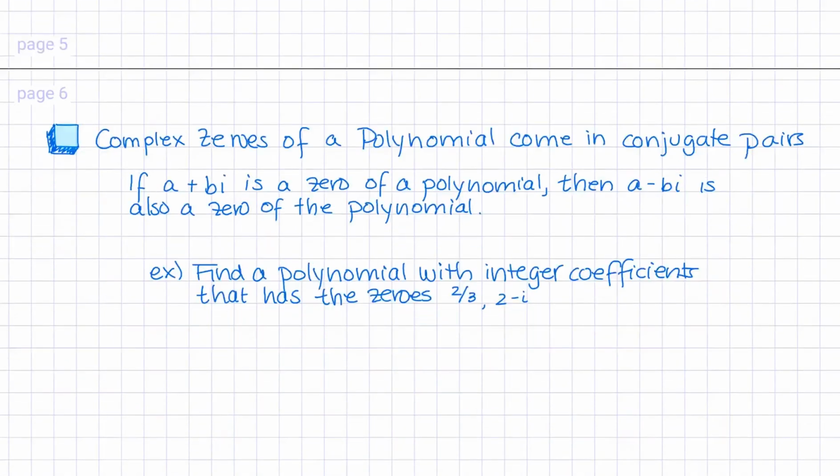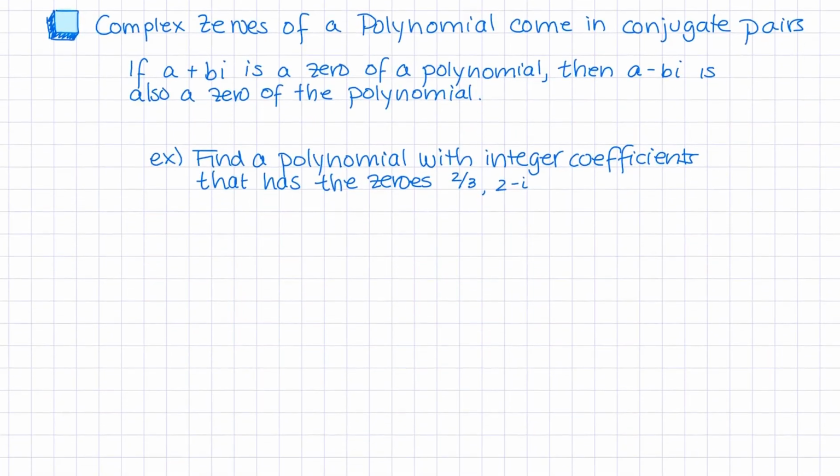All right, got a couple of other quick things here. This is related to your homework. So one thing, complex zeros will come in conjugate pairs. This is just something to know. So if a plus bi is a 0, a minus bi is automatically a 0. That's all you need to know. So for this example, find a polynomial with integer coefficients that has the zeros of this. Let's go ahead and take a look at what you do.